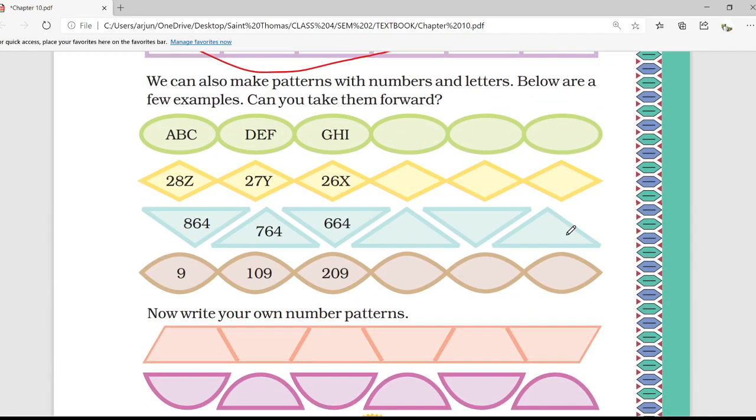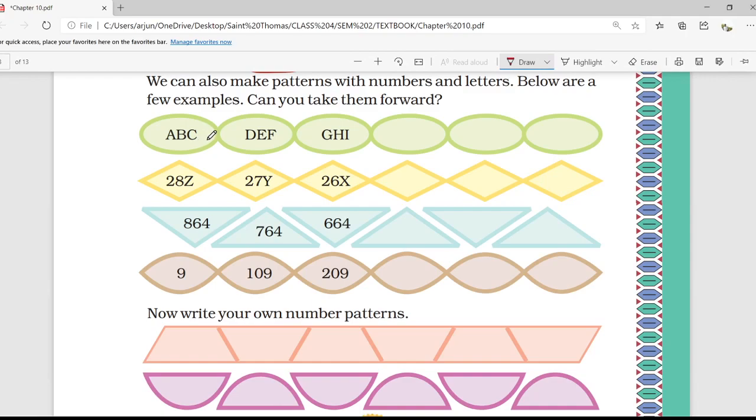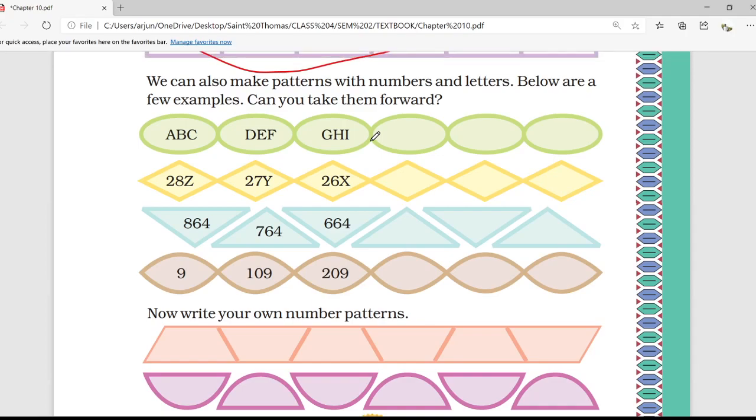We can also use patterns with numbers and letters. Below are a few examples. Can you take them forward? Now see this. Here A, B, C, D, E, F, G, H, I. This is our ABCD, right? A, B, C, D, E, F, G, H, I. Then what will come here? J, K, L, right? Three pairs. Are you getting what I'm saying?